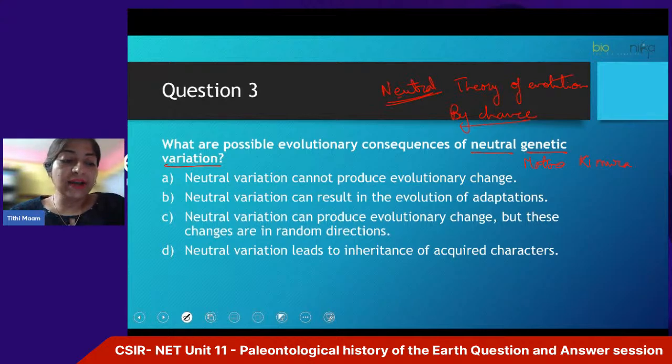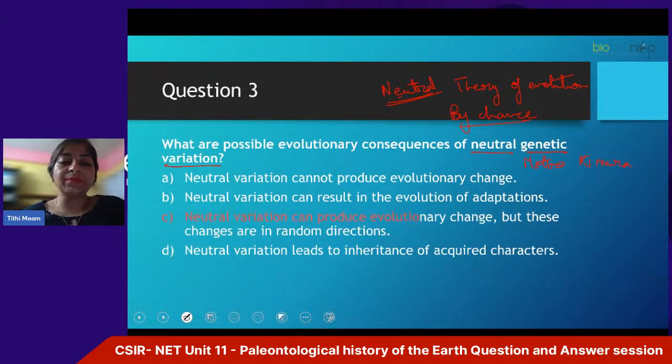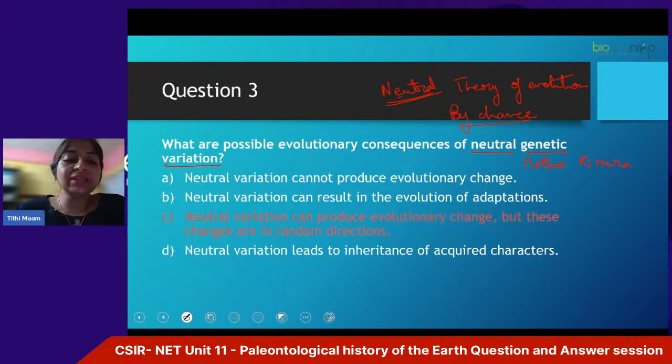Okay, so in this, answer will be no, Yusra. Answer will be option C, that neutral variation can produce evolutionary change, but these changes are in random direction. It will not see whether it is beneficial or harmful. And anyways, these are the changes that we are talking about which are selectively neutral, which have no benefit, no harm. So how will nature decide whether to keep the variation or to lose it? That will be decided completely randomly. Understood?